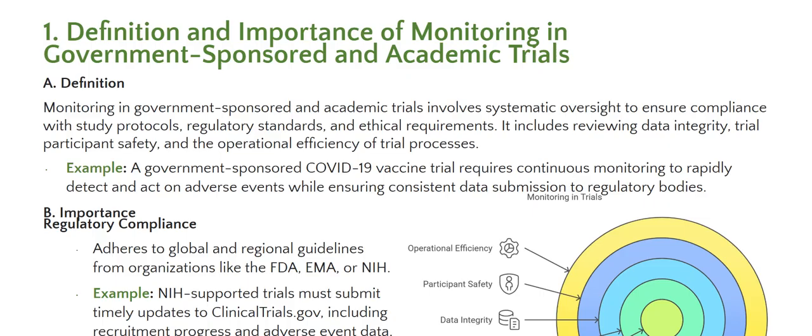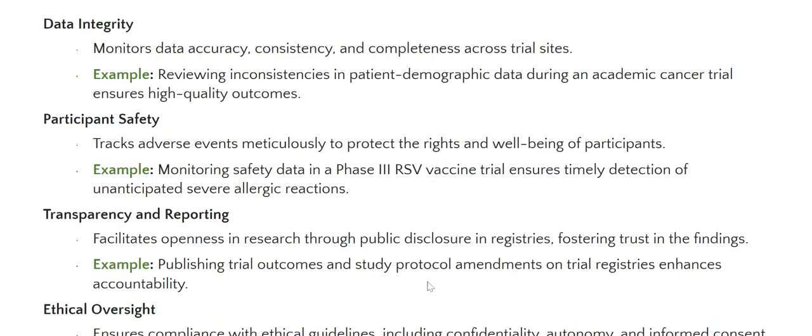Before continuing, we have here a summarized diagram on monitoring in trials, as we have monitoring from bottom to top: monitoring, compliance, data integrity, participant safety, and operational efficiency. Continuing with the importance, data integrity monitors data accuracy, consistency, and completeness across trial sites. For example, reviewing inconsistencies in patient demographic data during an academic cancer trial ensures high-quality outcomes.